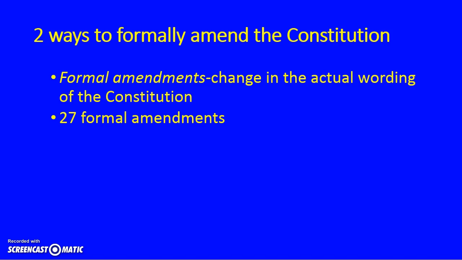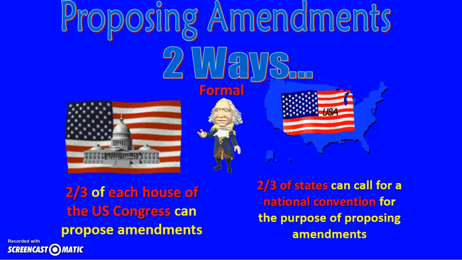All right, there are two ways to propose a formal amendment, one of which is used the majority of the time. In fact, 26 out of 27 times, this is how it's been done. 2/3 of each House of Congress. So 2/3 of the Senate, 2/3 of the House can propose amendments to the states. They're proposing them to the states. This way, 2/3 of states calling for a national convention has never been used.